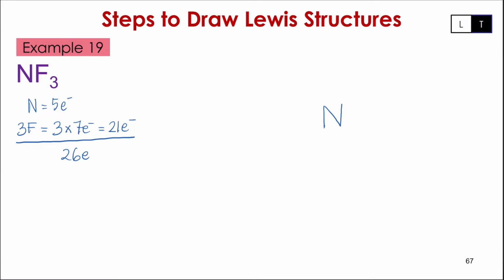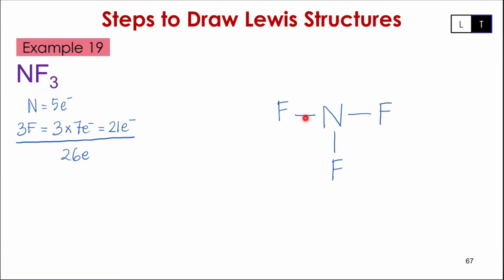Dan seterusnya, saya ada 3 fluorine. So, maknanya saya ada 3 bonding pairs. So, saya draw 3 batang. So, this is how I illustrate bonding pair. So, that's why dia akan connected kepada 3 fluorine. So, dia depends kepada bilangan terminal atoms.